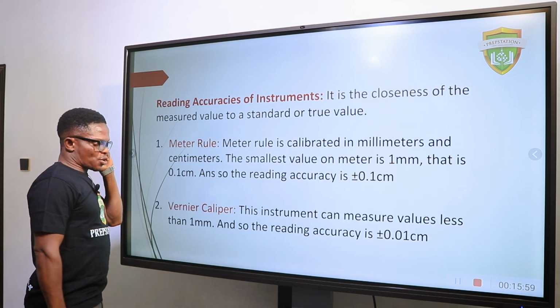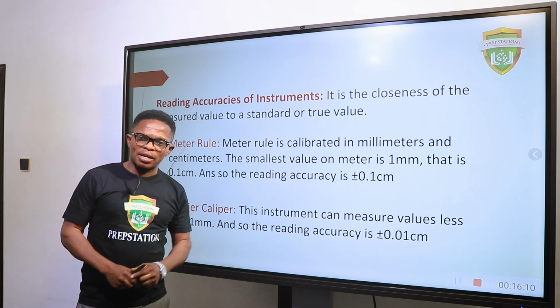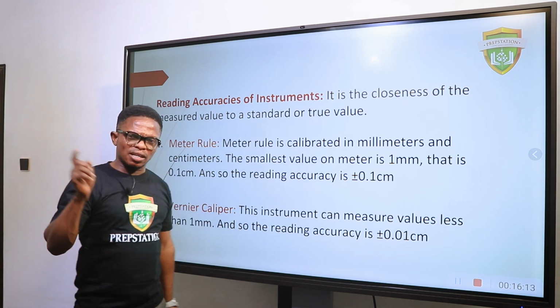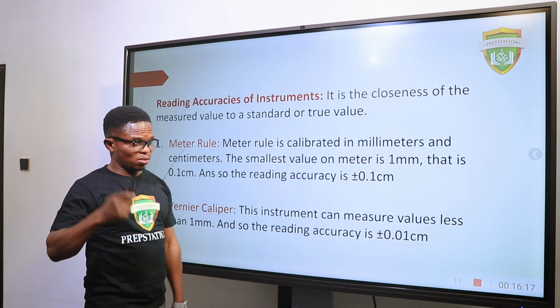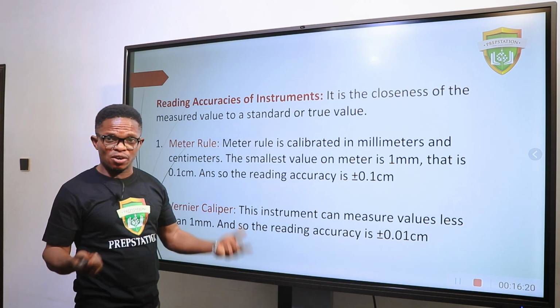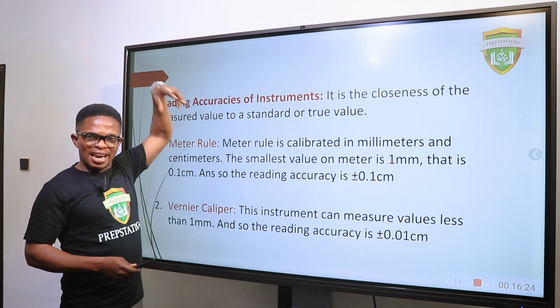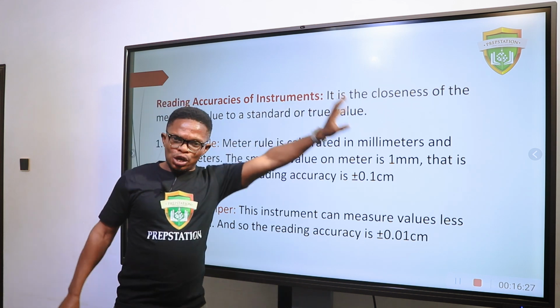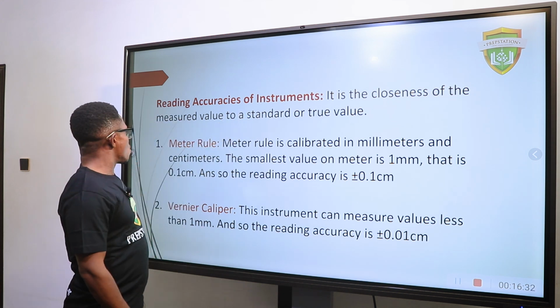Now let's go to reading accuracy quickly. Reading accuracy is the closeness of the measured value to a standard or true value. Every measuring instrument has some percentage or degree of error. Of course, we have different types of error: systematic error, random error, statistical error, and all of that. But what we are looking at here is the error of the reading instrument.